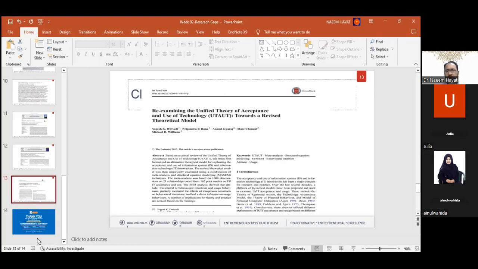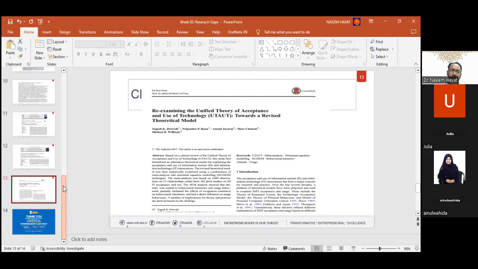Another kind of paper is re-examining the unified theory of acceptance and use of technology towards a revised theoretical model. This kind of paper gives us food for thought about what needs to be done and what future avenues can be conducted in a certain area. That is only an example, I am just suggesting from my area or my knowledge. Every knowledge area has this kind of paper available. These types of papers give us understanding of the research gaps that require the attention of scholars to fulfill.